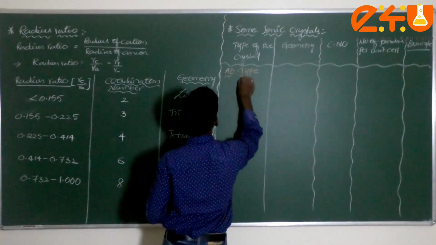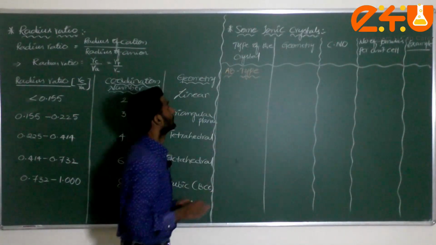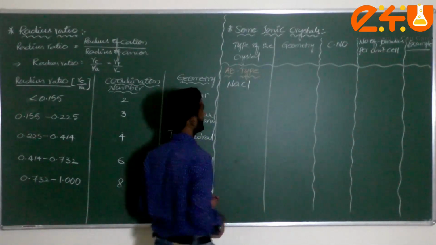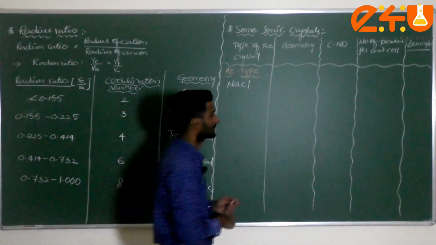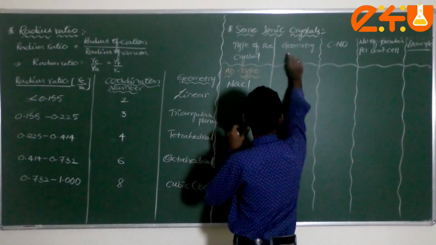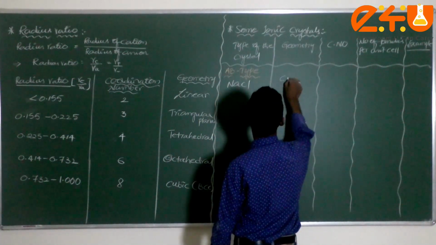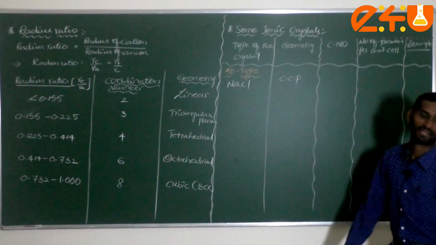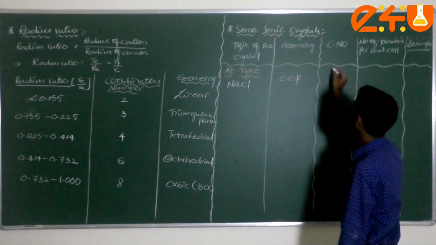What is an AB type crystal? Generally, we can consider NaCl, rock salt, as an AB type. NaCl generally comes under cubic close packing, CCP. Understood? Cubic close packing. Okay, what is its coordination number here?